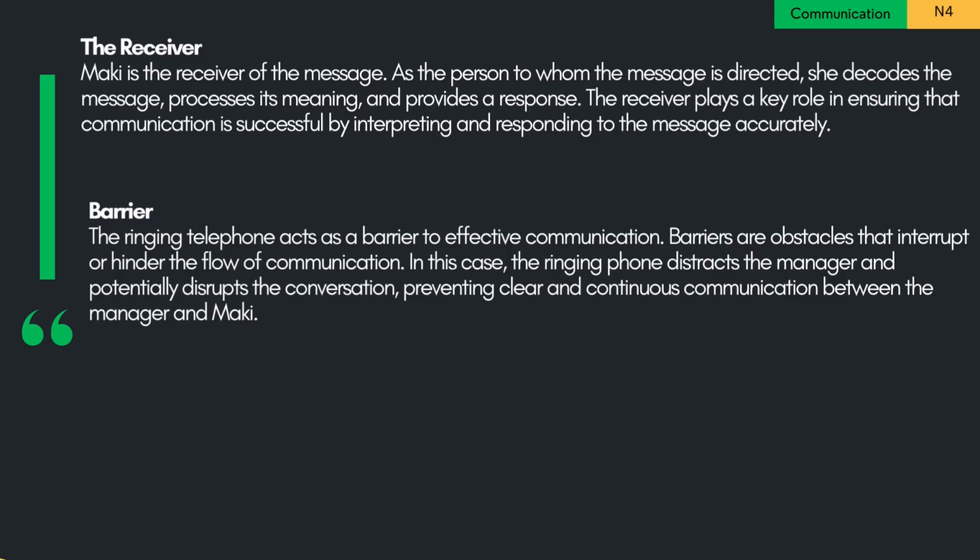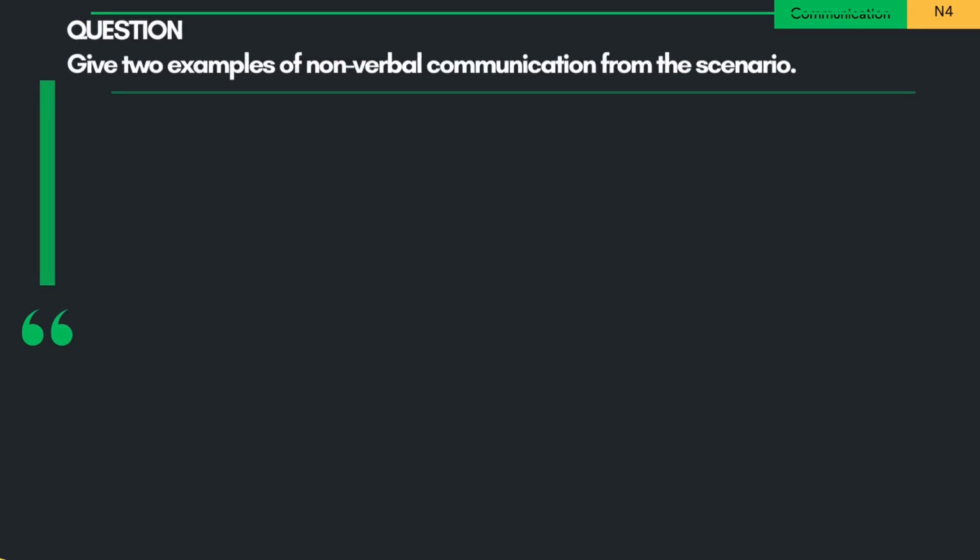6. Barrier. The ringing telephone acts as a barrier to effective communication. Barriers are obstacles that interrupt or hinder the flow of communication. In this case, the ringing phone distracts the manager and potentially disrupts the conversation, preventing clear and continuous communication between the manager and Marky.